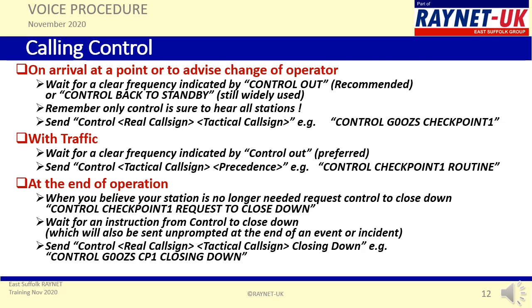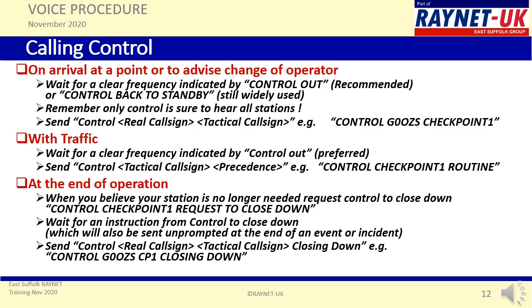Stations should normally only call control on arrival, when departing, or if they have traffic. On arrival at a point or to advise a change of operator, wait for a clear frequency. Remember that only control can hear everyone else, so they have to say the frequency is clear, and then send your real call sign and your tactical call sign. For example, control G0ZS checkpoint 1.